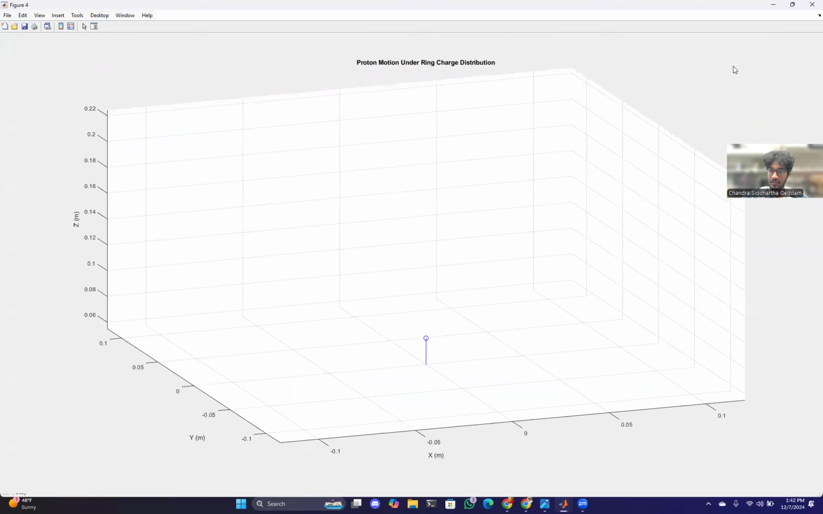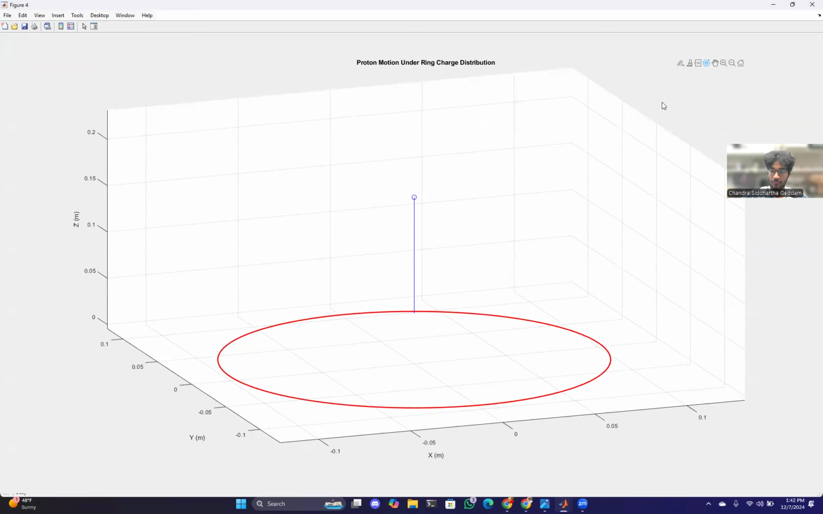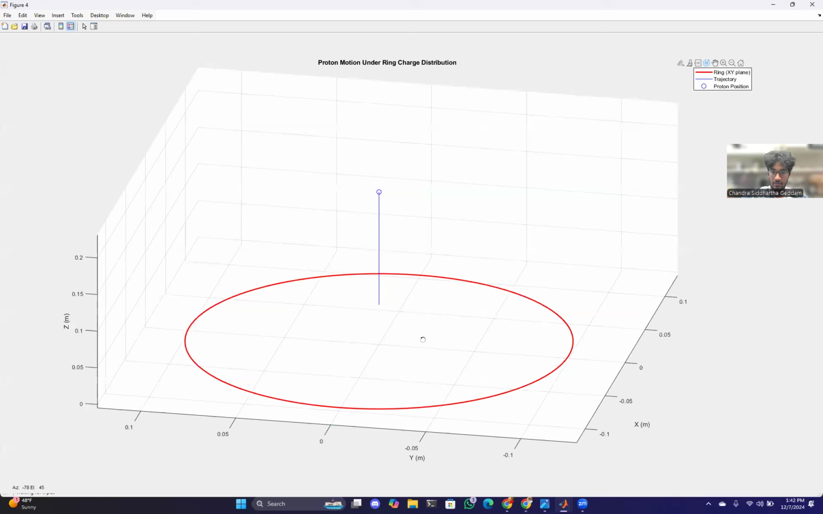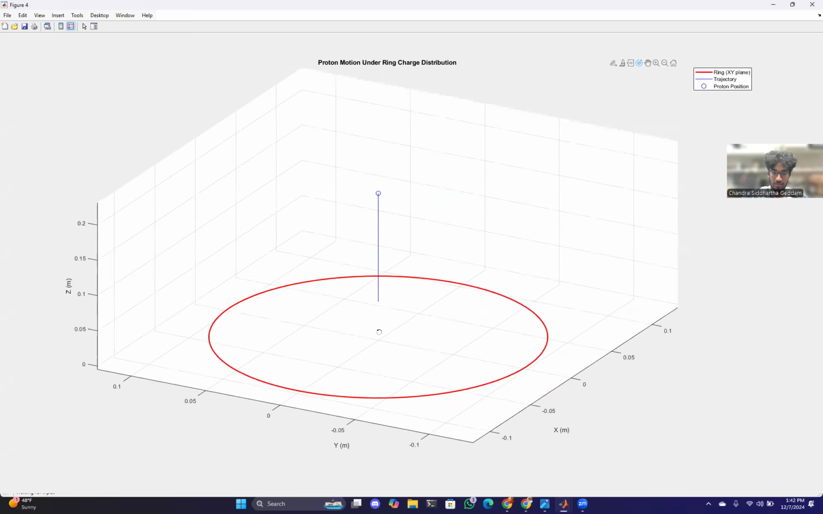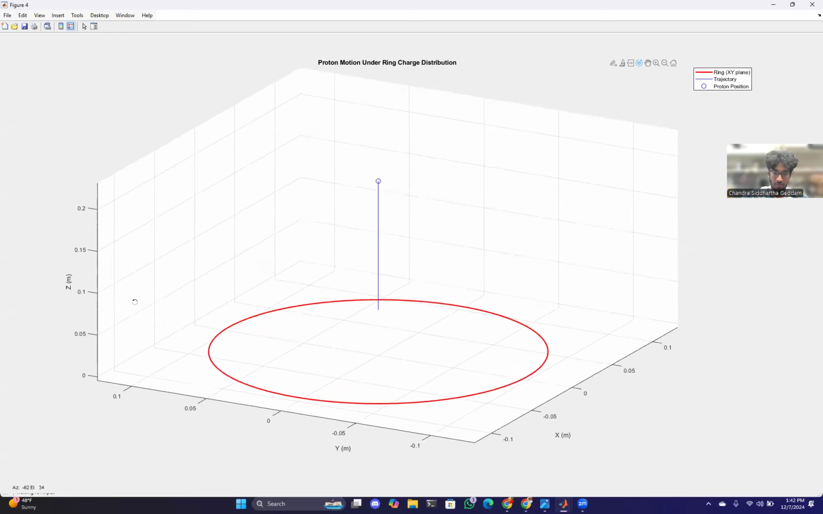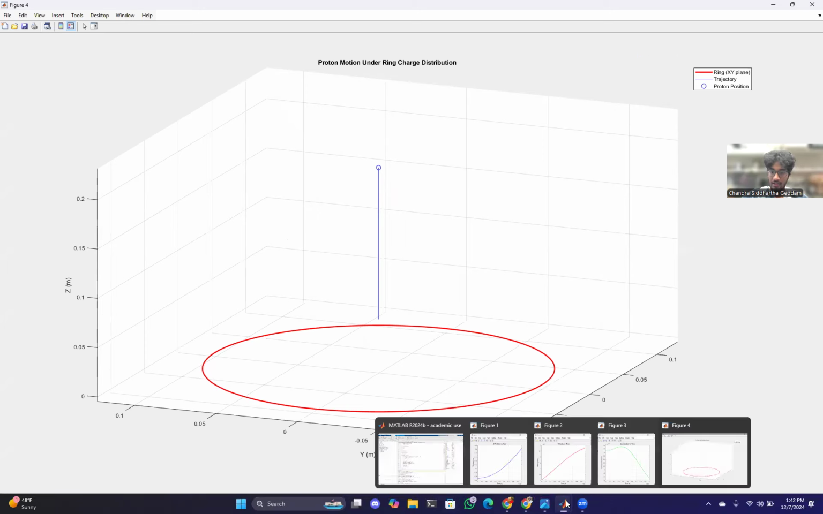And as you can see, the proton is moving away. I'll just show you in all directions, and you can see the proton actually moving away from the circular ring, a positive ring of charges here. So basically this is the simulation for this particular aspect of the project, and you can see the positive proton is being moved away from this positive ring of charges.